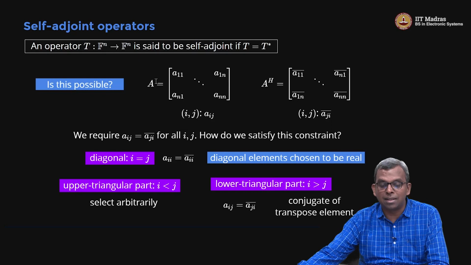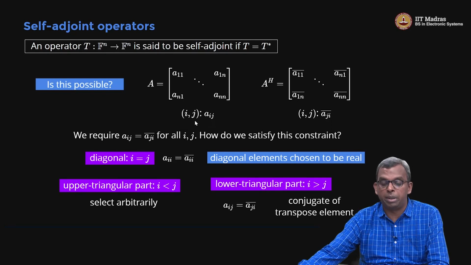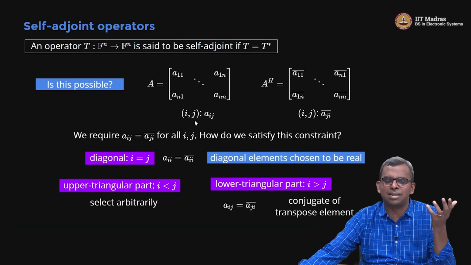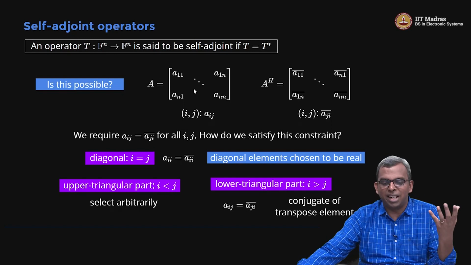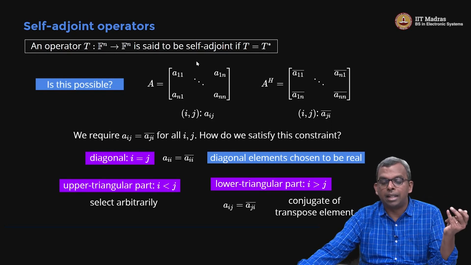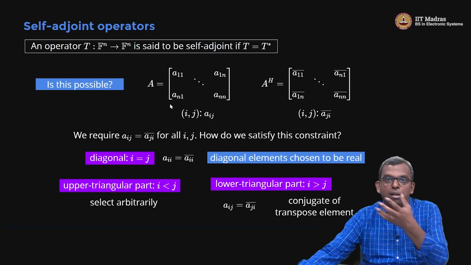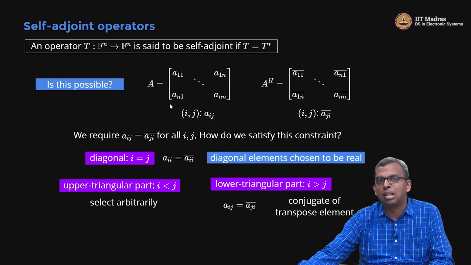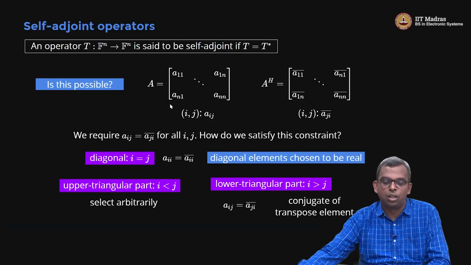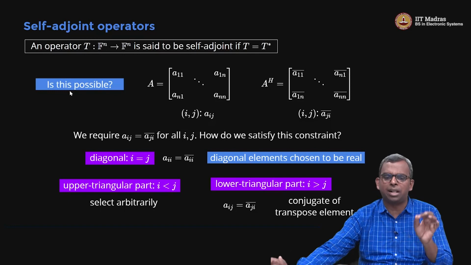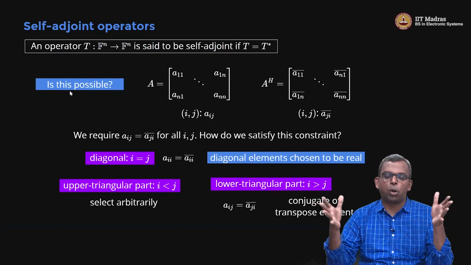So, if you pick like this, you will always end up with a self-adjoint matrix. So, you can come up with matrices which have the self-adjoint property quite easily, right? Pick the diagonal to be real, and then the upper triangular arbitrarily, and the lower triangular will simply be the transpose conjugate of the upper triangular part. So, it's possible you can create a whole bunch of self-adjoint operators.